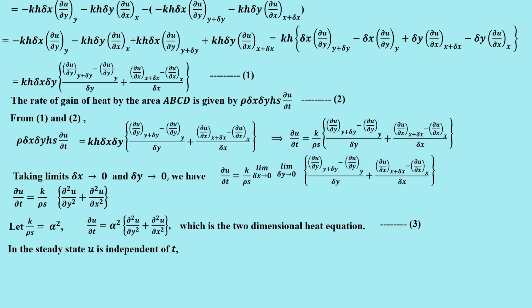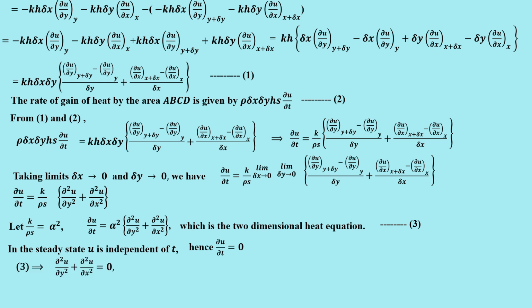Suppose you are considering steady state of the heat u, which is independent of time t, right? So ∂u/∂t equal to 0, right? Because in steady state, there will be no time, so we are not considering time. If you are considering time, then that is the transient state, right? So ∂u/∂t equal to 0.